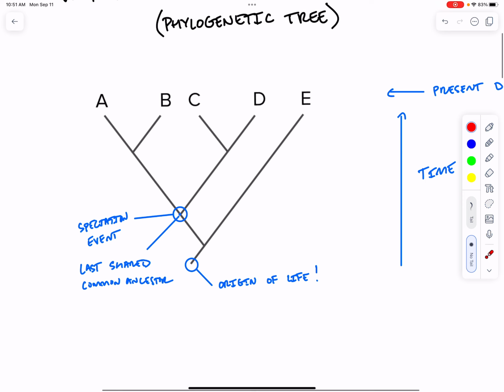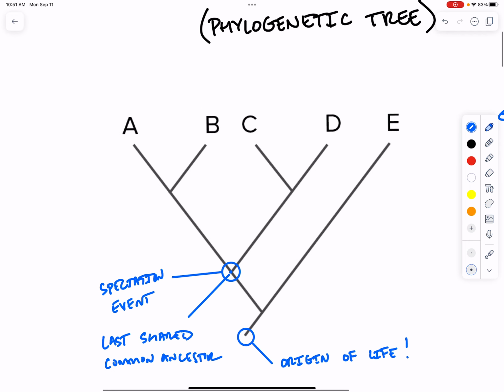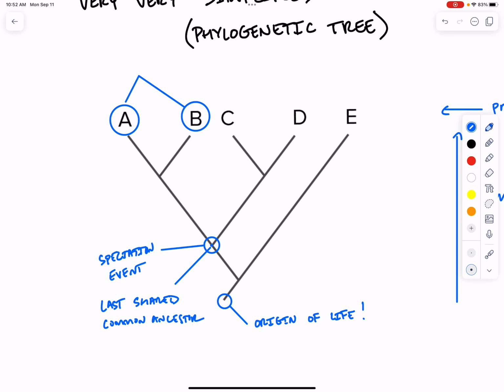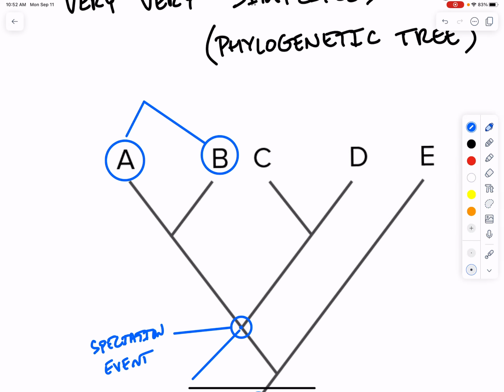Okay, so A, B, C, D, and E, these all represent unique species. So I'm not going to circle all of them. That was a horrible circle. So Notability trick, if you make a circle and then hold it down, it should automatically turn it into a nice circle for you. And then if you use your lasso tool, you can click on it, make it bigger or smaller. There you go. Fun Notability tricks. Okay, so these are all unique species.